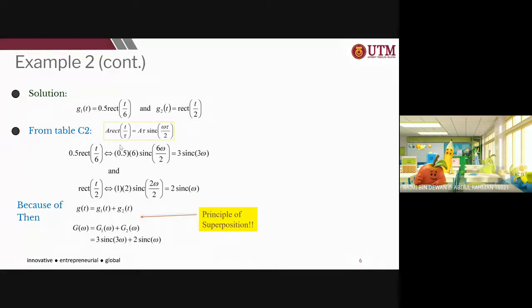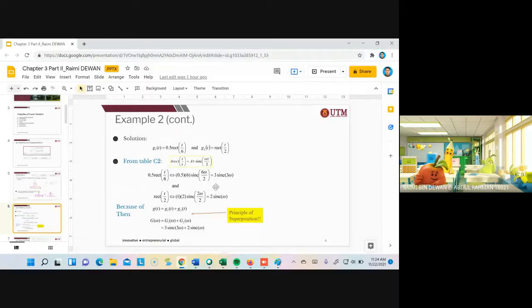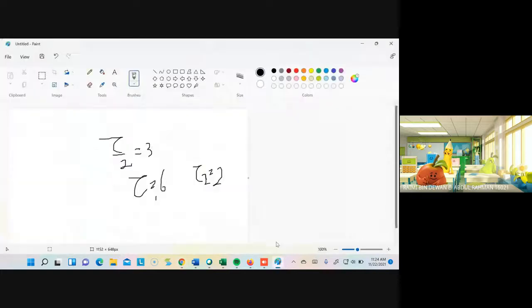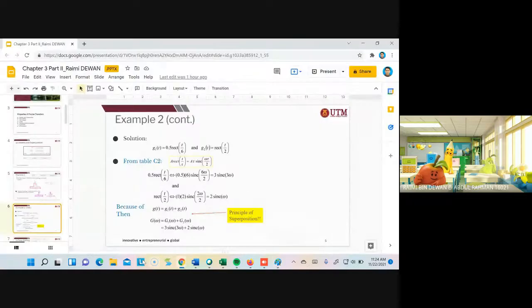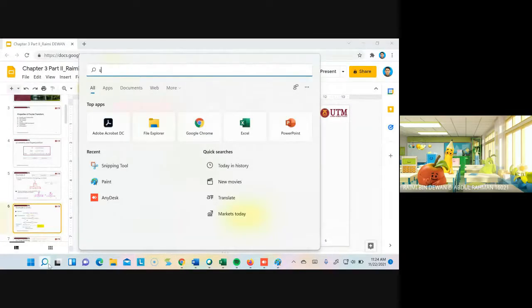From table C2, you'll be using C1, C2, and so on. In this chapter, if I'm not mistaken, C1 and C2. So you have g2 is rect(t/tau), then A rect(t/tau). You know the equivalent in the Fourier transform is A tau sinc(omega tau over 2). There may be something a bit wrong in this. You guys need to be careful in the way of writing, because sometimes it's wrong.